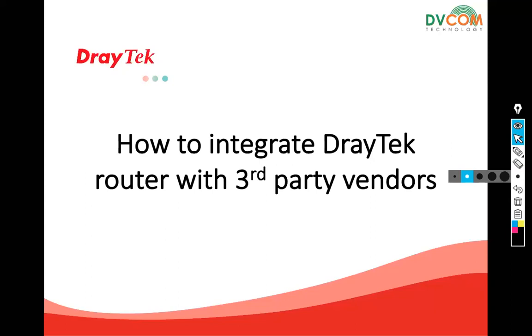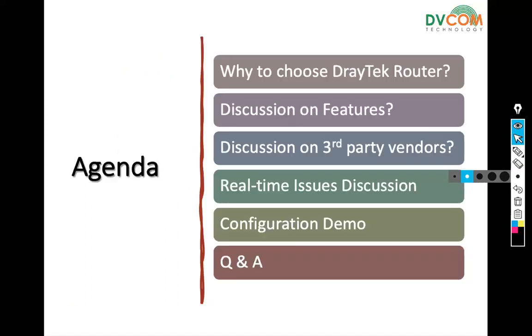First of all, I'll give you a brief agenda. Our agenda today is: why choose a DrayTek router, discussion on the features, and discussion on third-party vendors. After that, we will discuss real-time issues and a configuration demo. Then finally, we'll go with Q&A. If you have any questions in between, just type them in the chat window. At the end of this session, I'm going to address those. And with me, Mr. Joman is there, and he's going to answer your questions related to what we are discussing today.